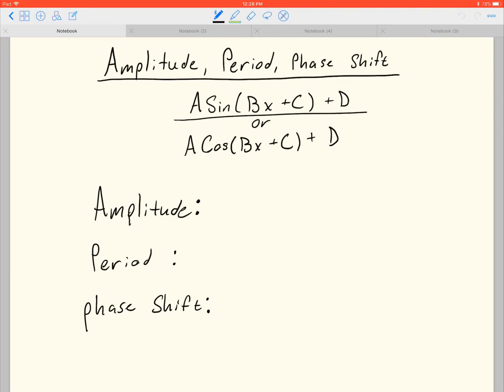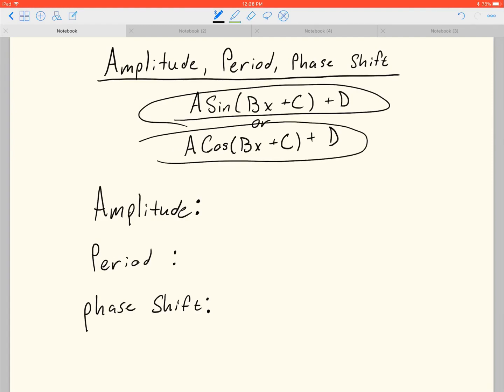So given any sort of formula that looks like this, or like this, sine or cosine, there's actually a very simple way to find amplitude, period, and phase shift. Now first, given these variables, our amplitude will be the absolute value of A. Again, we only care about the distance from the center line, so we don't care about a positive or negative value. Now our period, the length it takes to complete one cycle, is given by 2 pi over b, where b is the coefficient of x. And the phase shift is given by negative c over b. That's your new starting point.